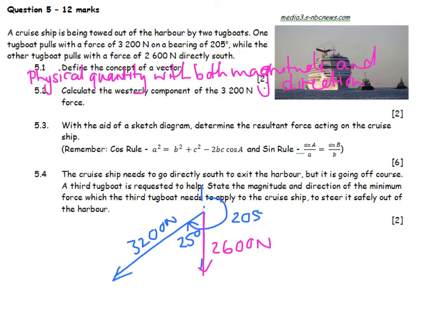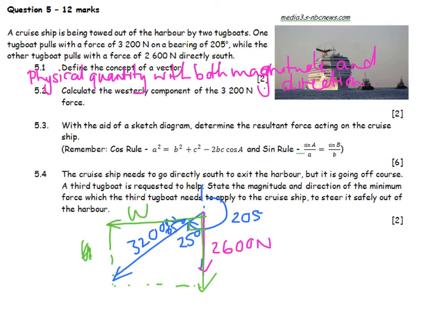Then it says calculate the westerly component of the 3,200 Newton force. So I'm looking at components. Remember, components are at 90 degrees to one another. The 3,200 is the diagonal of that parallelogram. I also know 25 degrees. I know that I've got 65 degrees inside over there. The hypotenuse is 3,200. I'm interested in this westerly component over there. So what am I going to do? I've got the adjacent side. I know the hypotenuse, so it's fairly easy.